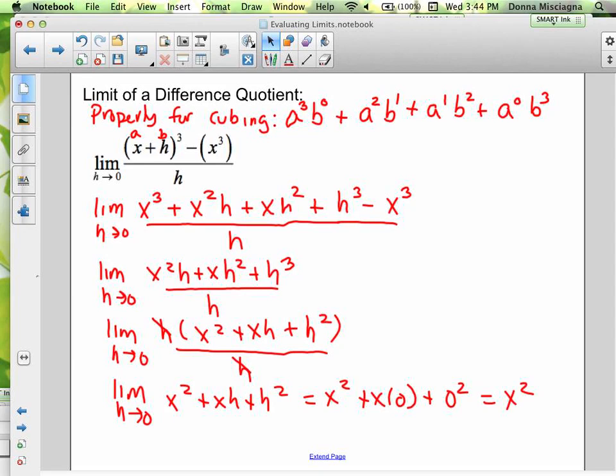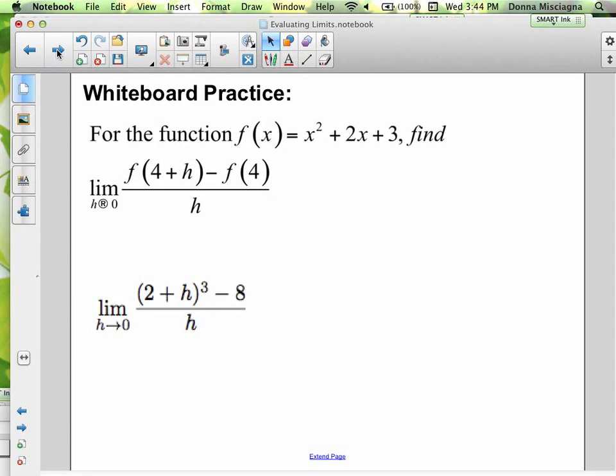I'll be posting the whiteboard practice. I don't know if it's the next slide. Let's just take a look. It is. So here are 2 problems, kind of like the ones I just did. Right? And you'll solve these.